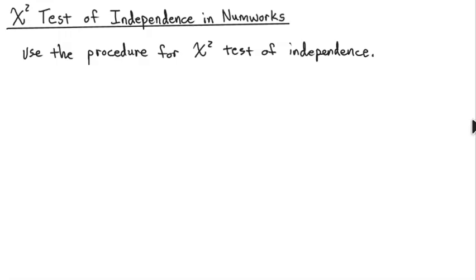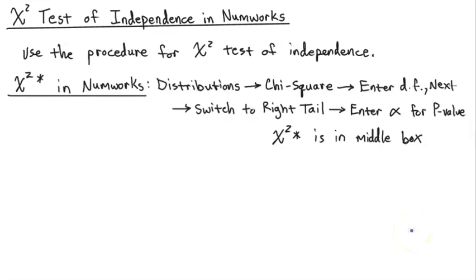It's not going to eliminate the steps, and it's not going to eliminate the procedure. All it's going to do is allow us to not have to do a lot of calculations by hand or something like that. Now, we're already doing step 4, where we identify the critical value of the chi-square test statistic. We were already doing that in Numworks.